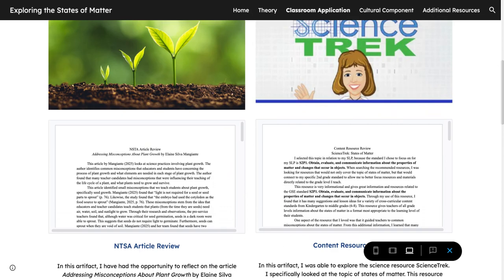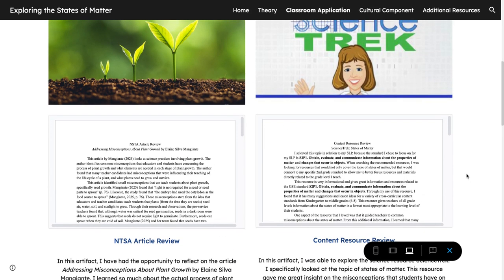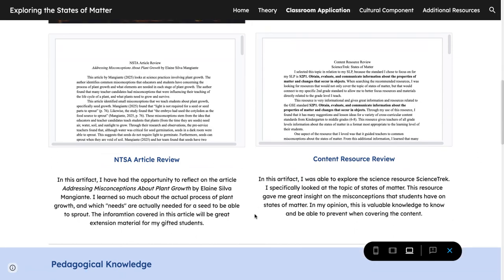And then secondly, there's our assignment on the content resource review, which I did mine on States of Matter through Science Trek. And this was a really interesting artifact. We were able to explore this resource, look at the states of matter. It also talked a lot about misconceptions that students have. There was a section for that. And I think that knowing what students find confusing is always beneficial when planning for future lessons.